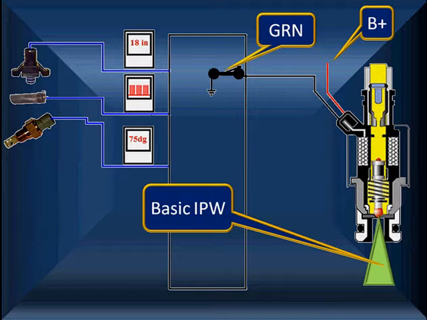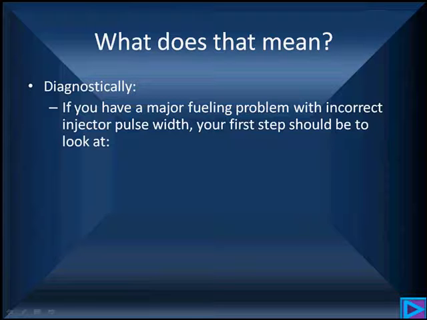If there's something wrong with this, we'll have to adjust it. Now let's take all that nice theory and talk diagnostically for a moment. If you have a major fueling problem with the incorrect fuel pulse width, injector pulse width, your first step is to look at the MAP. Does the MAP look right? That's our main load sensor. Is it indicating the correct information?